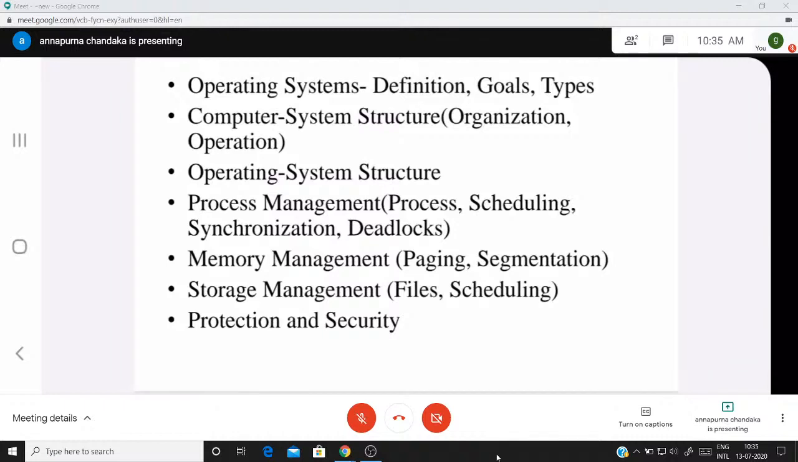There may be a chance that this wait state is not going to change forever. Hence, it is called a deadlock. Okay. Now, how to handle this? This is what we are going to see in process management, followed by memory management.